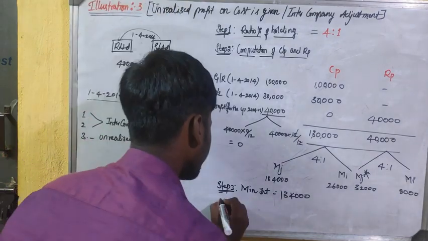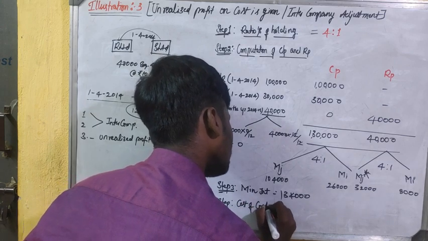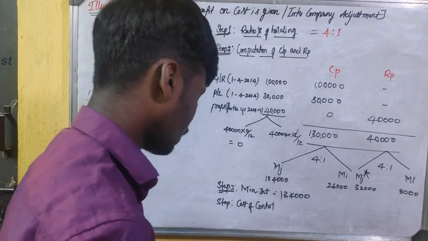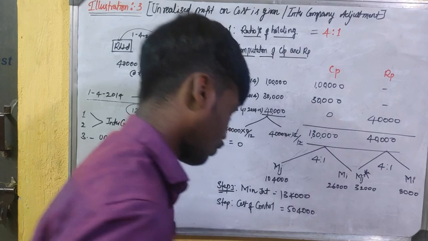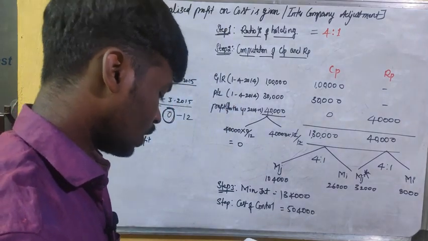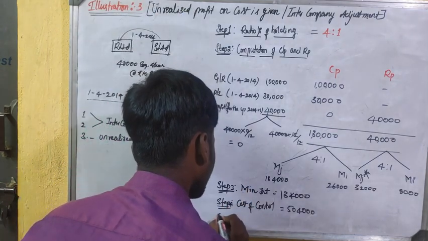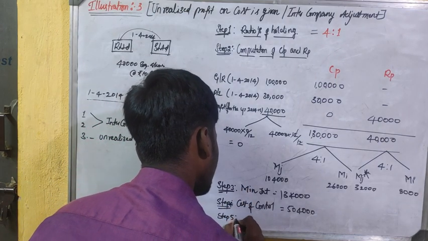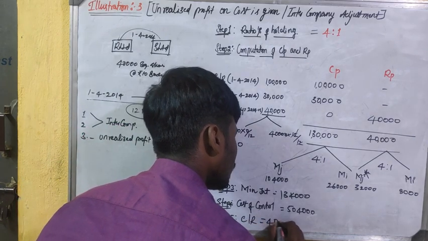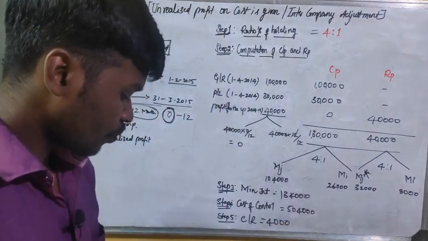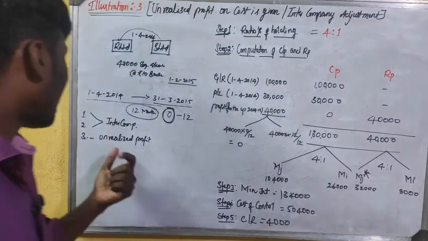So similarly, step 4, cost of control, you will get 5,04,000. Okay, so next step 5, you will get a capital reserve of 4,000. Okay, so after this we are going to calculate the unrealized profit.